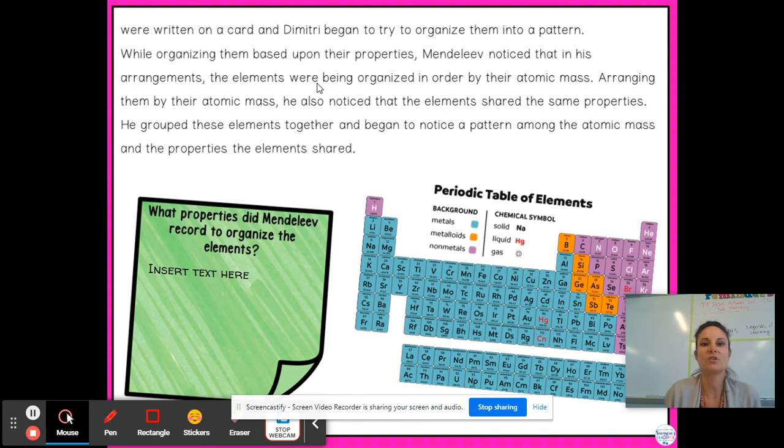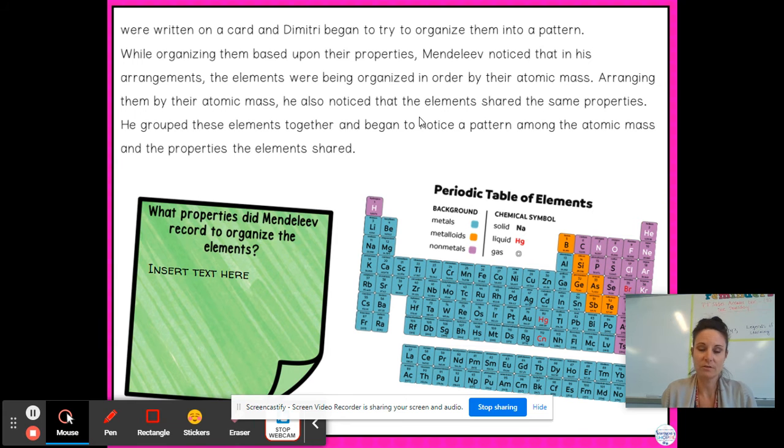While organizing them based on their properties, Mendeleev noticed that in his arrangements, these elements were being organized in order by their atomic mass. Arranging them by their atomic mass, he also noticed that the elements shared the same properties. He grouped these elements together and began to notice a pattern among the atomic mass and the properties that the elements shared. So that was slide 8.